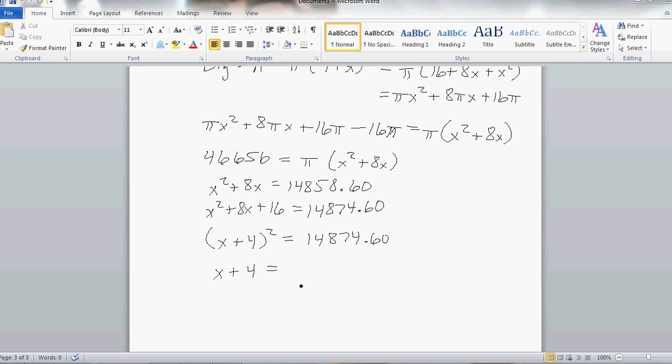And I get 121.96. Now I subtract 4, once again, just say minus 4, and I end up with 117.96 inches, which is a nice little border going around that particular pool.